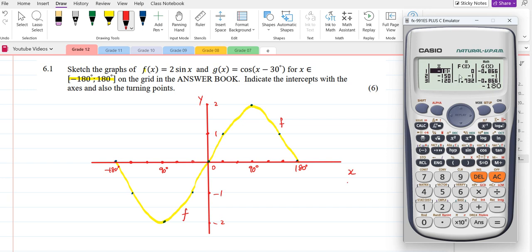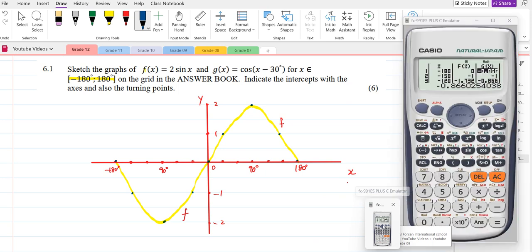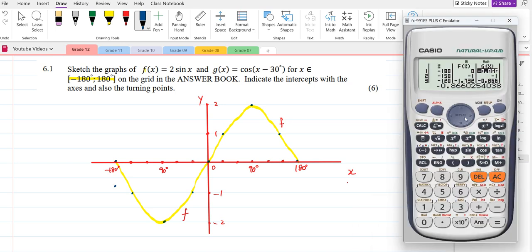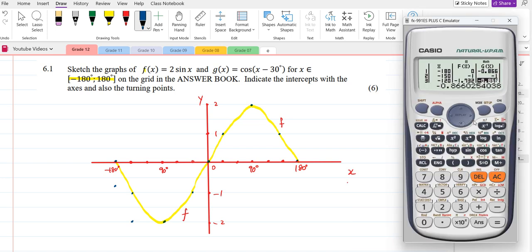At negative 180, I've got negative 0.866. So where can I put negative 0.866? Let's put a line here for negative 0.866. Negative 180 for the cos graph. Right, so I'm more interested in the zeros of the cos, right? So at negative 150 I get negative 1. At the next value of the cos, negative 0.866.